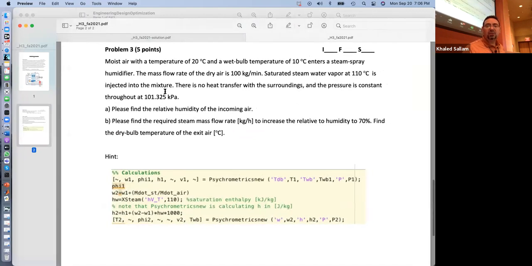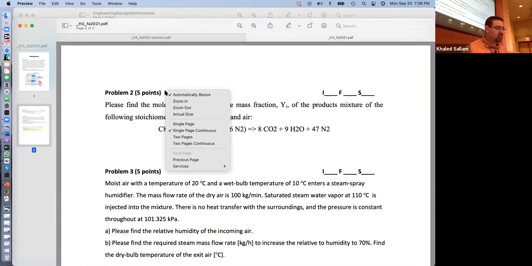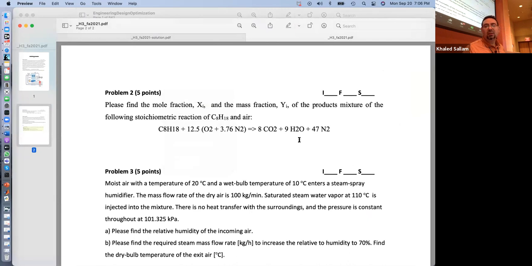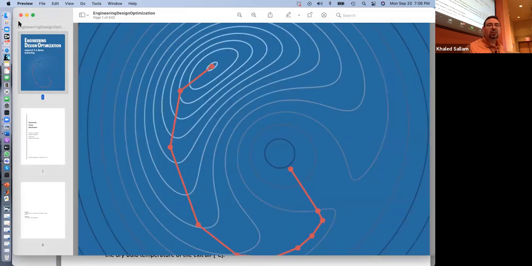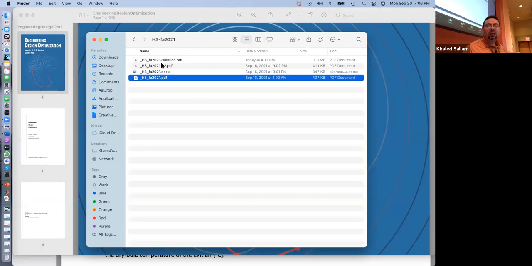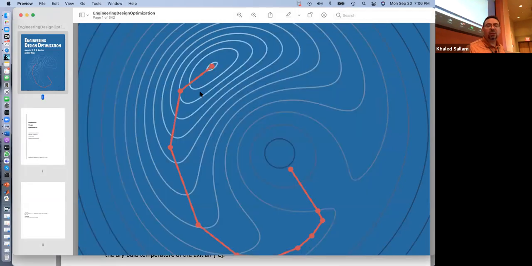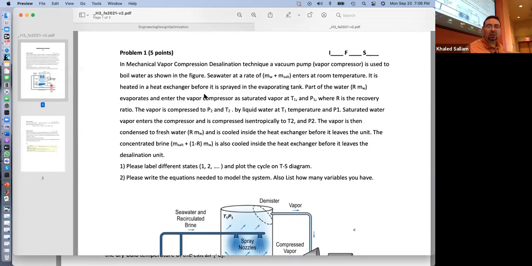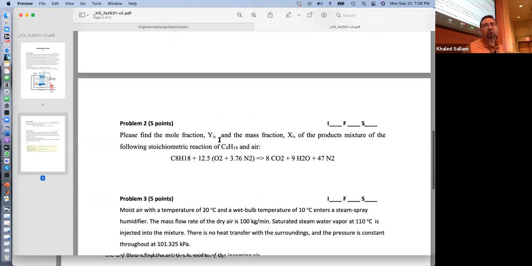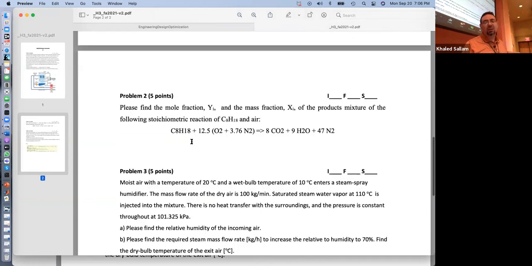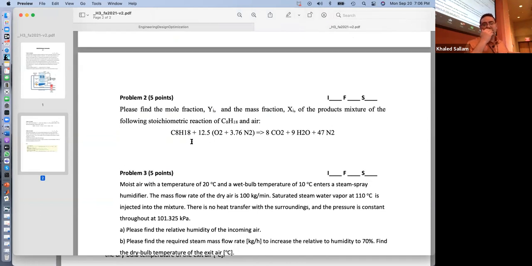Let's start with number 2 because it's the easiest. So please find the mole fraction and the mass fraction. That was the older version, before you guys told me the mole fraction should be Y, not X, so that we are consistent with the book. So I did change it and uploaded this new version so that we are consistent with the book.